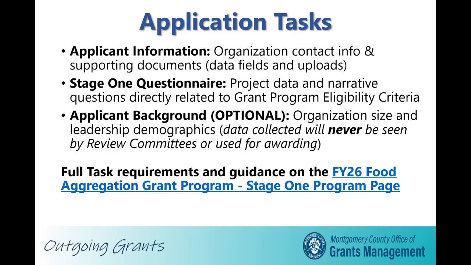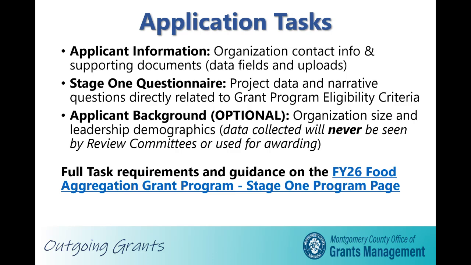In terms of application tasks, there's applicant information, which is just basic organizational contact info and supporting documentation. The stage 1 questionnaire, this is the crux of the stage 1 application, which has project data and narrative questions directly related to the grant program eligibility criteria. We are not asking applicants to answer any questions that are outside the scope of the grant program eligibility criteria. They are directly related to those criteria. So if you are curious as to what the application looks like, you can either log in, or if you want to prepare your materials, look at the notice of funding opportunity for the grant program eligibility criteria.